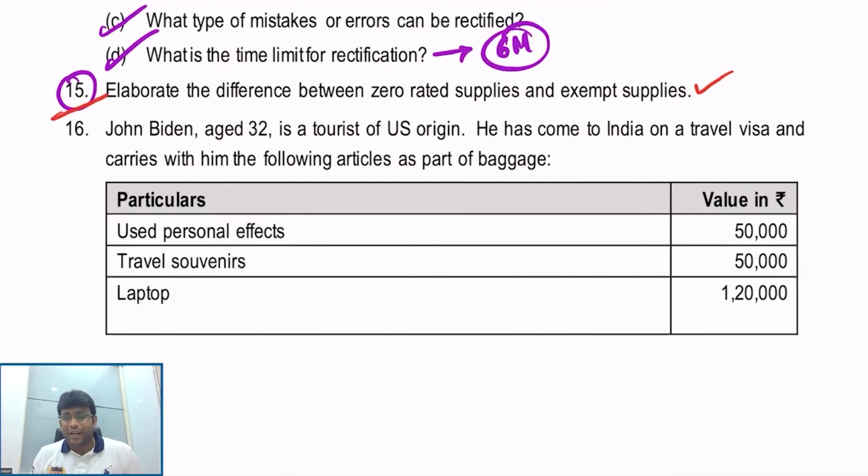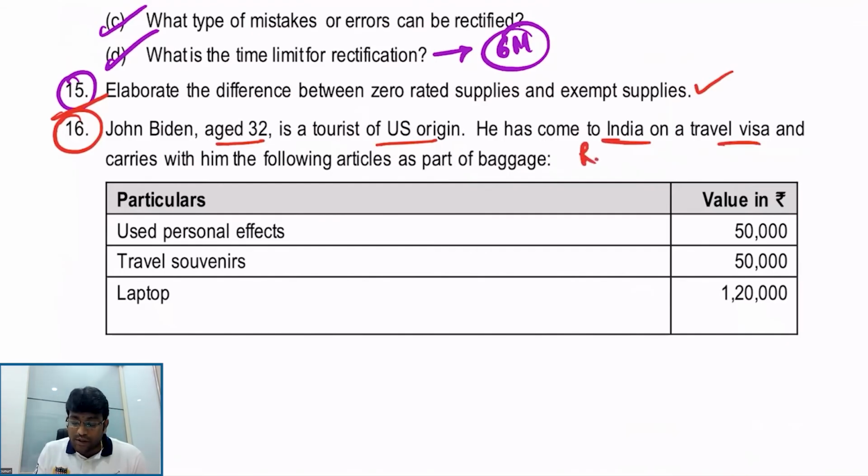And in fact, that's the end of GST part also. Now, whatever questions we have got, it will all be related to customs only. You will find 2-3 interesting questions now. See now. Question number 16. John Biden, age 32, is a tourist of foreign origin. So a tourist of foreign origin is coming to India on a travel visa. What is the exemption, my dear friends?